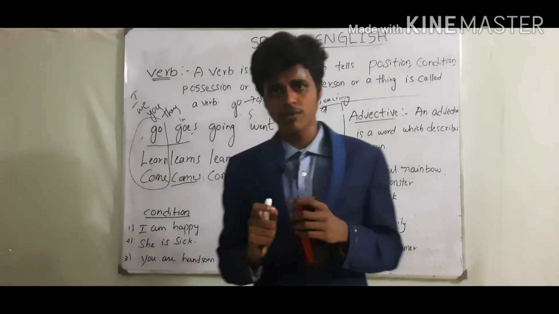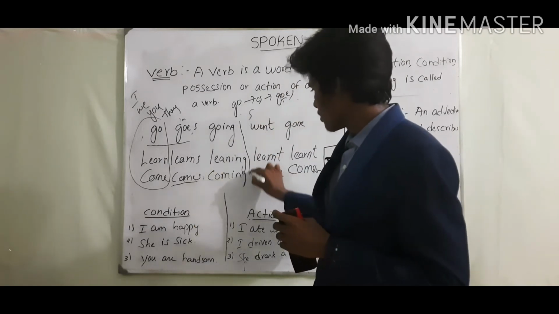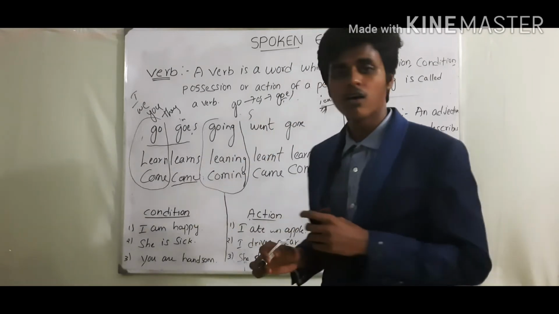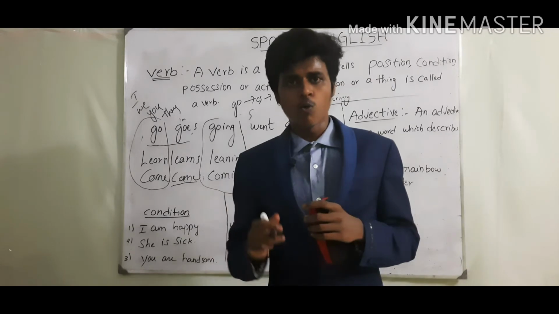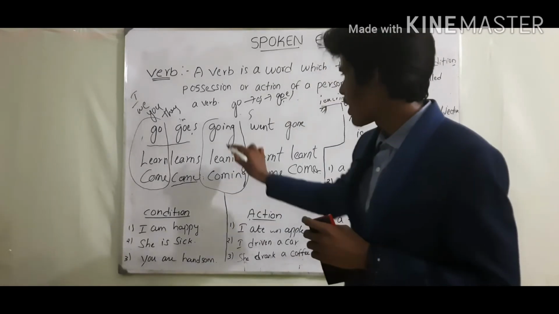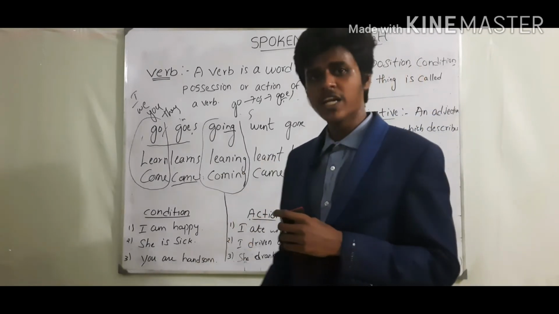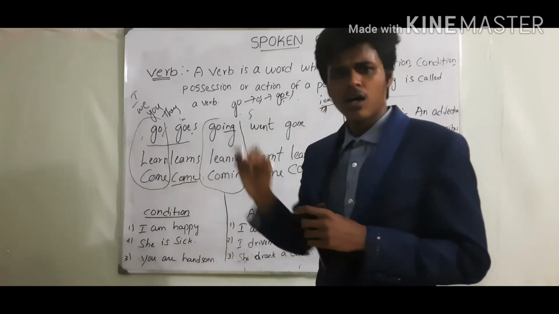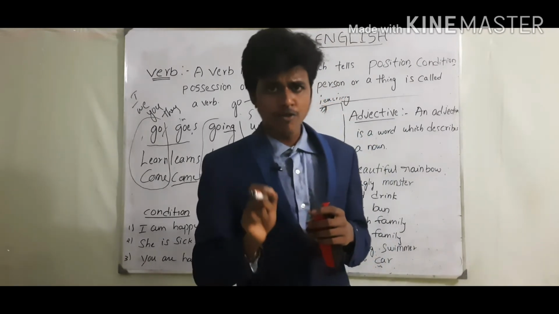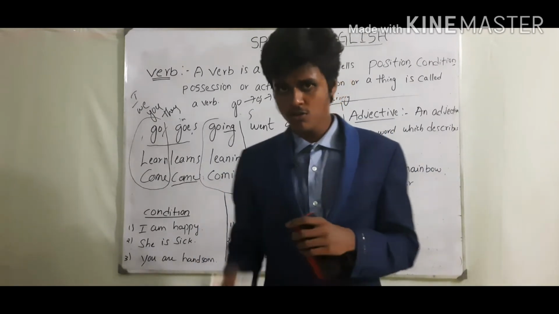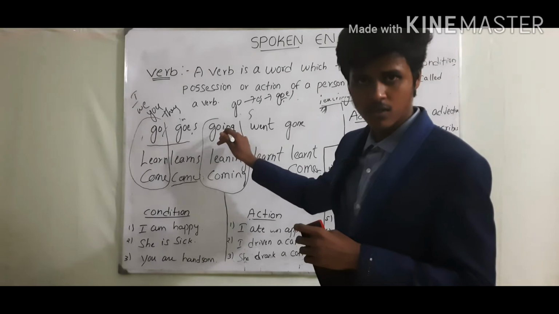So let us see the third form. The third form is known as ing form or present participle form. Why are we calling it ing form? It comes by adding ing to the first form. If you add ing to the first form, then it will become the third form. So irrespective of the subject, if you want to refer to a continuous action, then you should use this form.